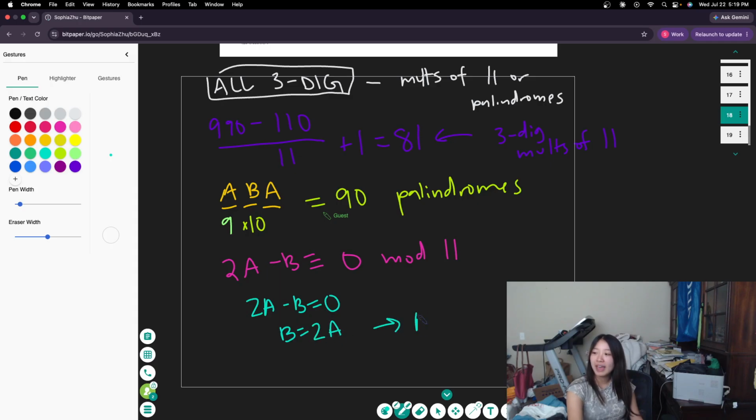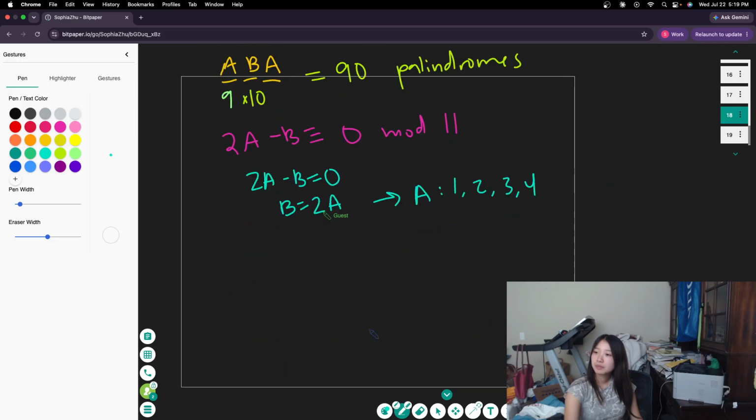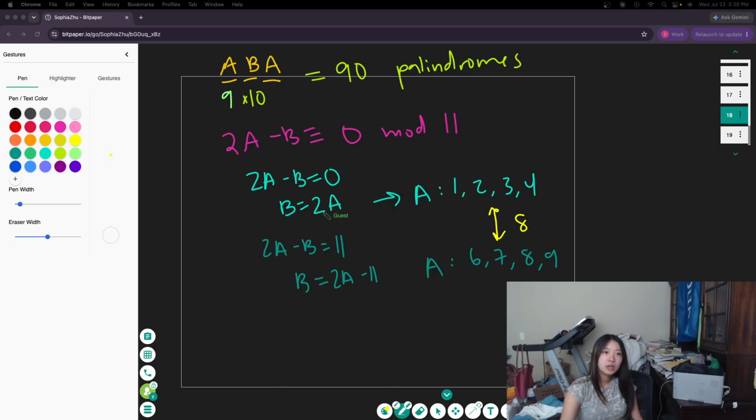So the options of a are 1, 2, 3, 4. Then the next scenario is here. 2a minus b equals 11. B equals 2a minus 11. So a is going to be 6, 7, 8, or 9. In total, though, this is 8 options. Hopefully that's clear. So that means there are 8 palindromes divisible by 11.